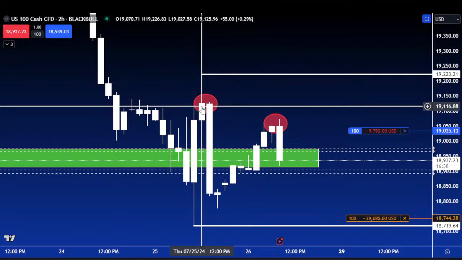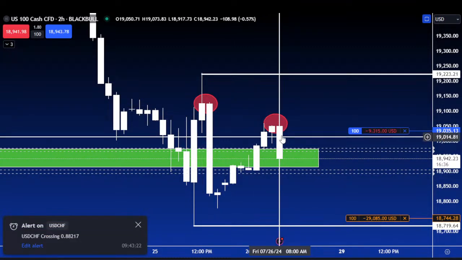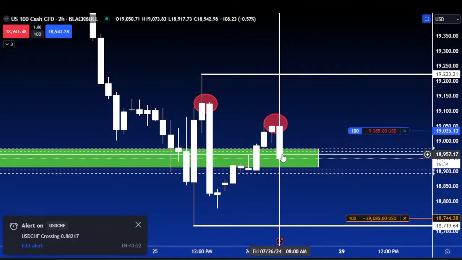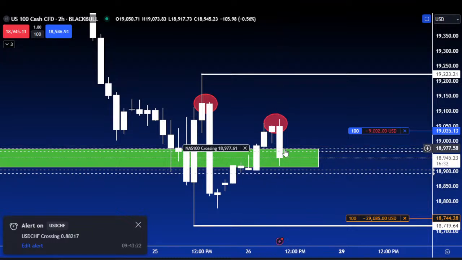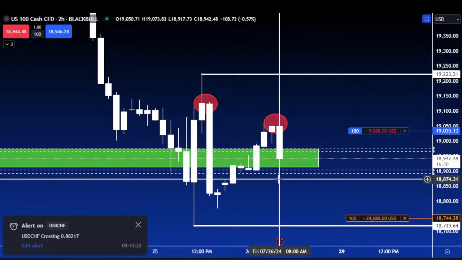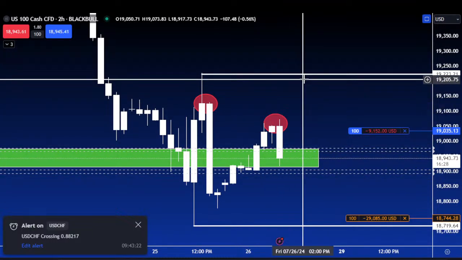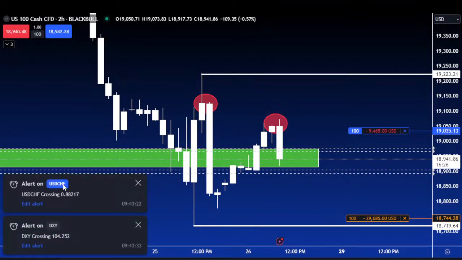All right, here. So that's a high, and now we've created a lower high. And again, this tells me this most likely wants to push down, and that will line up with the dollar being bullish. All right, but let's just check out some here.